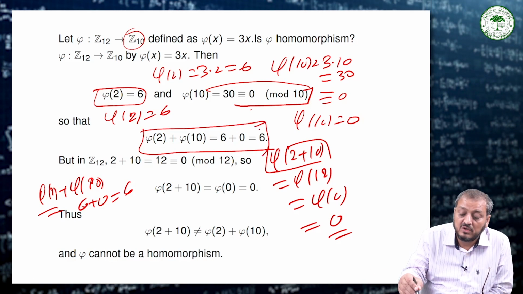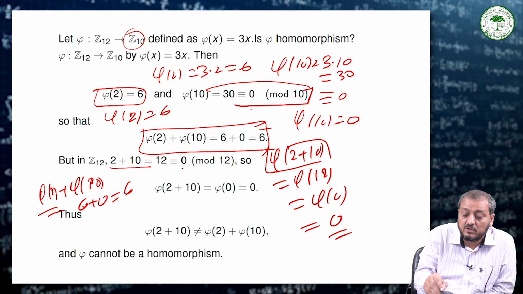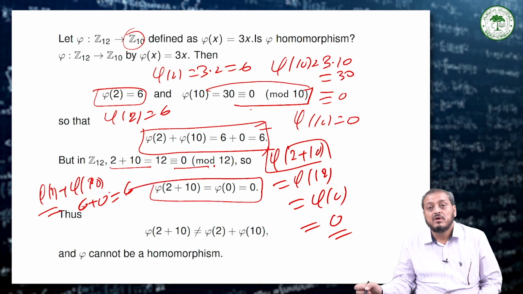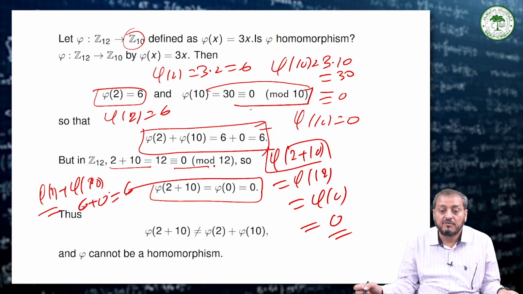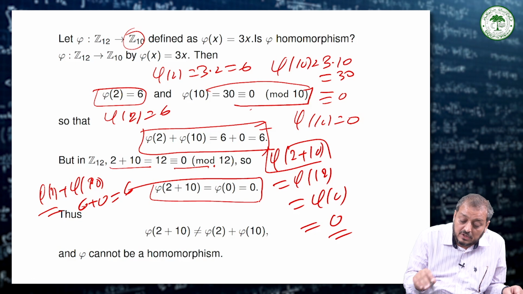Clearly phi of 2 plus phi of 10 is equal to 6, but in Z12, 2 plus 10 is equal to 12, which is 0, and then phi of 2 plus 10 is equal to phi of 0. Now you know that phi of 0 is equal to 0. So phi of 0 is equal to 0.